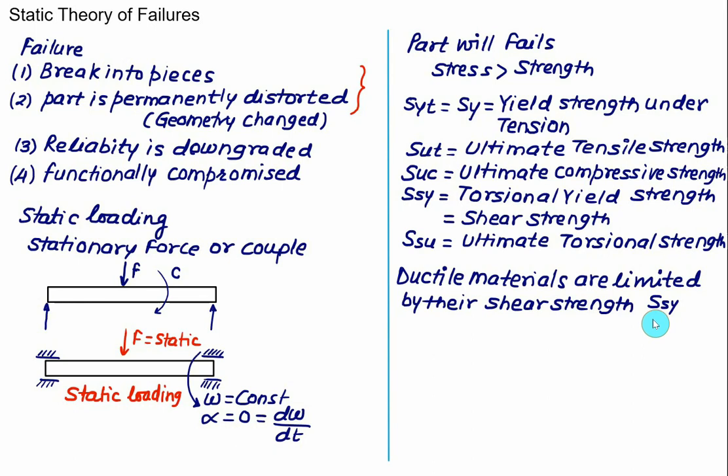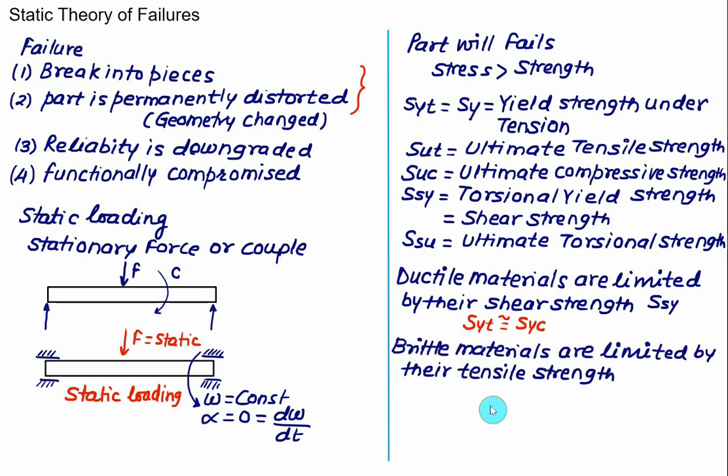As far as ductile material is considered, the yield strength under tension, that is the value of SYT, is the same as the yield strength in compression. These two values are approximately the same in the case of ductile material. And ductile material normally fails due to yielding. So if we go beyond the yield point, the material will fail, whereas brittle materials are limited by their tensile strength, because the criterion used for brittle material is fracture, and the tensile strength we can represent either by SUT, ultimate tensile strength, or the yield tensile strength.